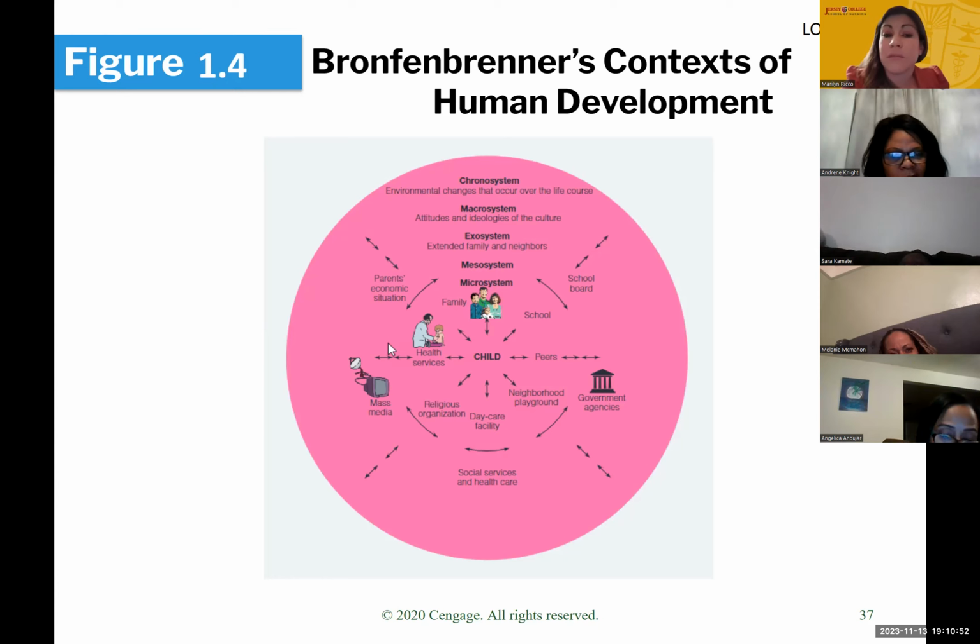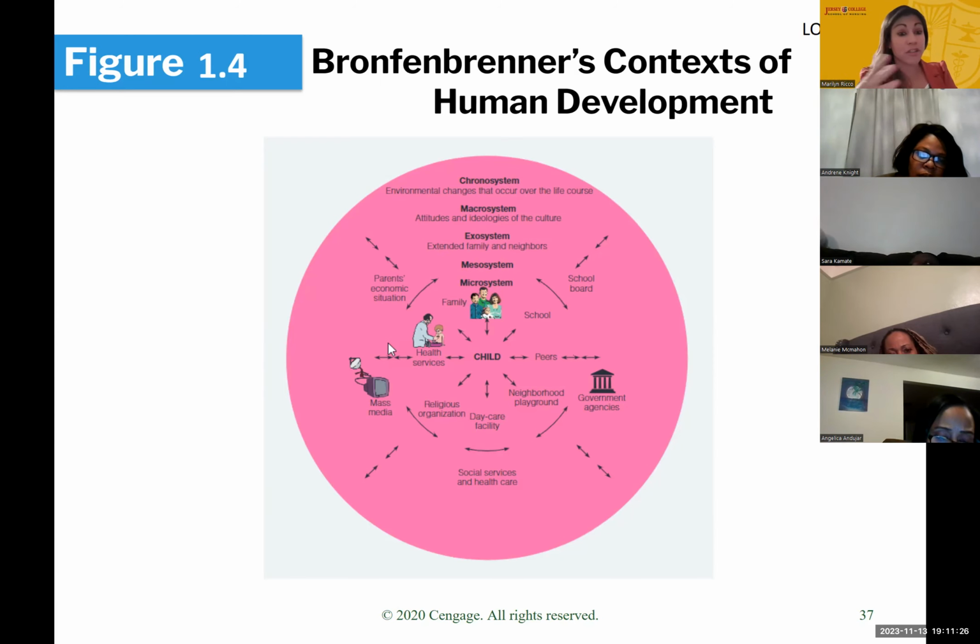And then the chronosystem is the environmental changes that occur over the life course, right? So the environmental changes for you and I, when I was younger, we didn't have cell phones and computers and all these things. They were just coming out, right? So that's the chronosystem, how it changed. And now we have all this technology, and these children today have all this advanced technology that we didn't have. So that's the chronosystem, the development of the environment around you.